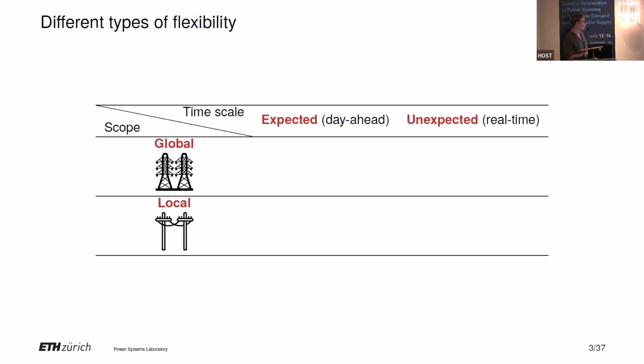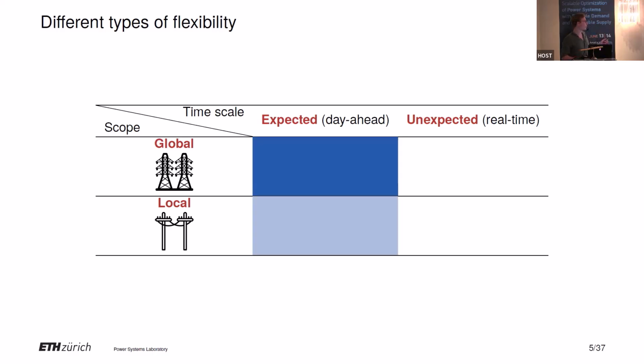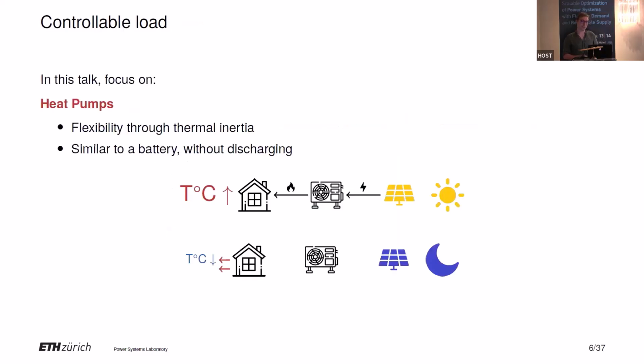And in terms of scope, we can also make a distinction between variability that happens at, let's say, the transmission wholesale market scale, or something more local to react to some congestion. So here, I'm going to mostly talk about this corner: global variability, expected in day ahead, but I'll also say a little bit about what happens with local constraints in this context.